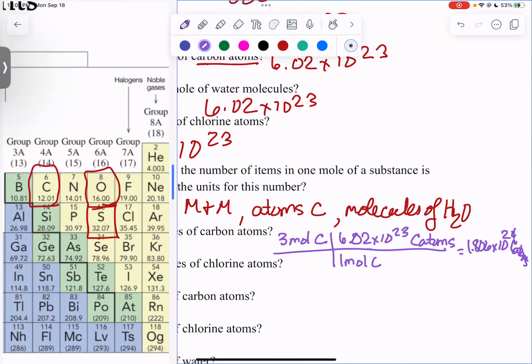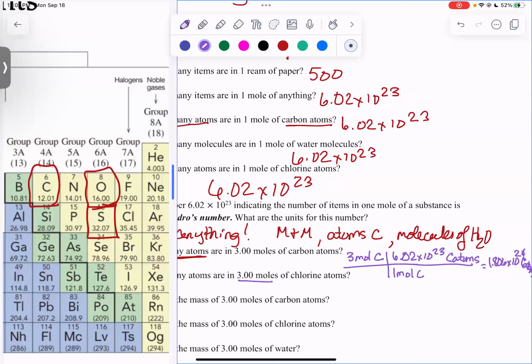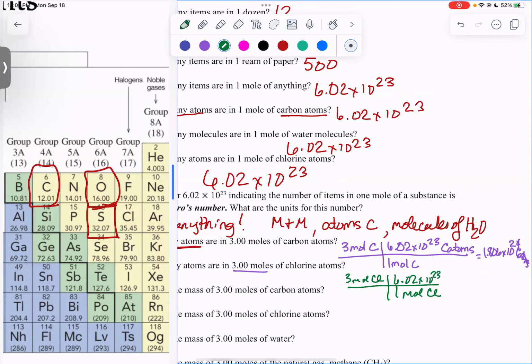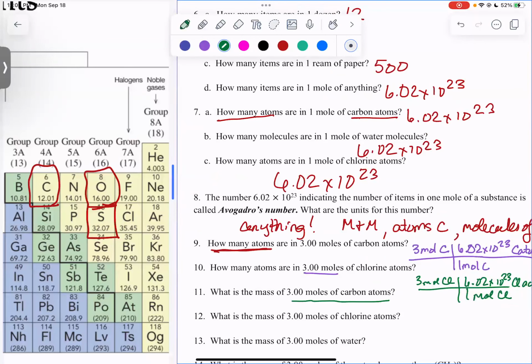It doesn't matter what substance I have. If I'm starting with 3 moles of that substance, it's just 3 times 6.02 times 10 to the 23rd. So how many atoms are in 3 moles of chlorine? Well, that's the same answer. I would just say 3 moles of chlorine, 1 mole of chlorine. The setup is exactly the same, but this time it's going to be chlorine atoms. And I still get 1.806 times 10 to the 24th chlorine atoms, right? So this number stays the same if we're asked how many atoms.